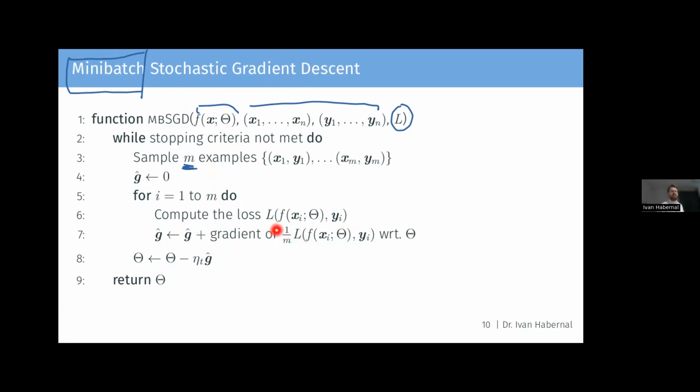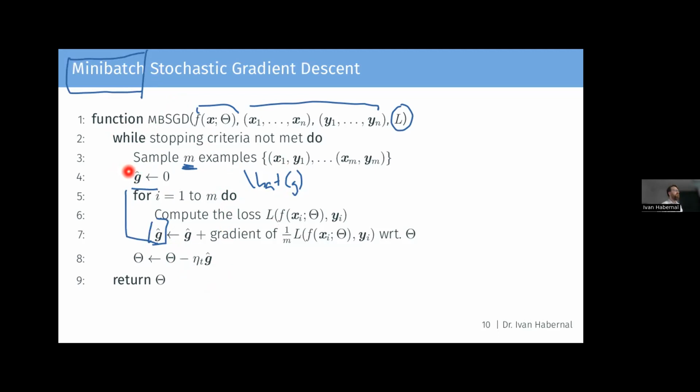So for each example, you divide by the number of samples in the mini batch, but at the end of the day, what this is doing is that g hat is the average of the gradients for each example in the mini batch. Okay. So after the loop is done, g hat, yes, this is LaTeX, it's hat g. It will be the average of the gradients for each example in the mini batch.